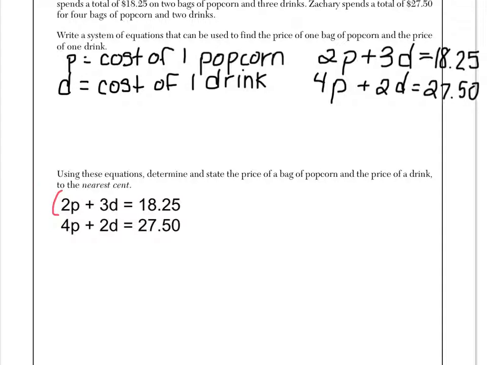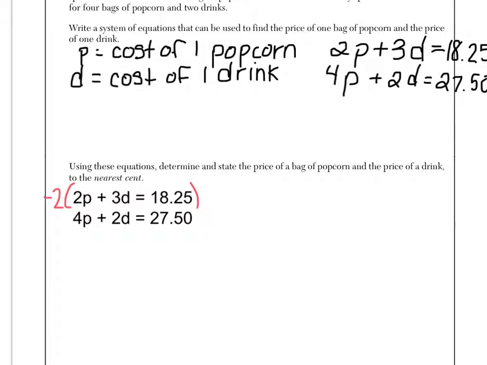So I'm going to choose to multiply my entire equation above by -2, because if I do that, I'm going to get a negative 4p, which will help me get that additive inverse. So let's go ahead and multiply our first equation by -2.